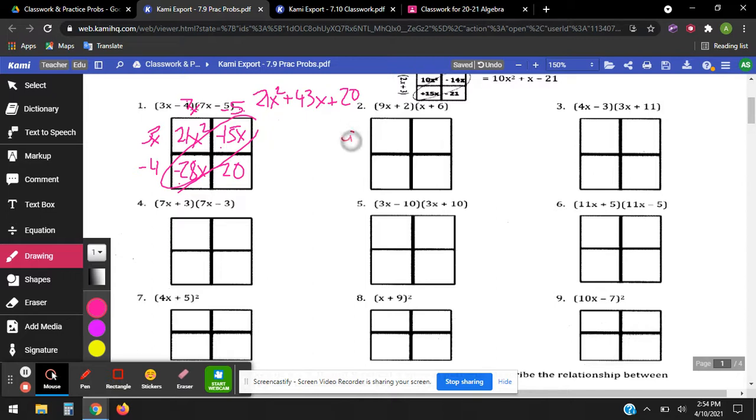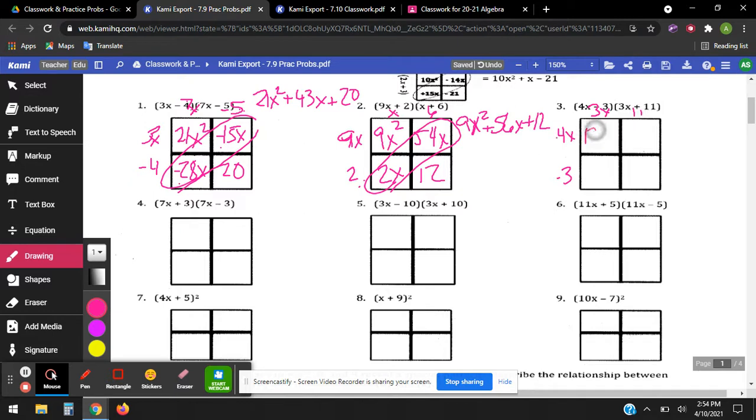Okay, number 2. We're going to do our 9x plus 2, x plus 6. So this would be 9x squared. 6 times 9 is 54x. x times 2 is 2x. 2 times 6 is 12. Combine these, and I end up with 9x squared plus 56x plus 12.